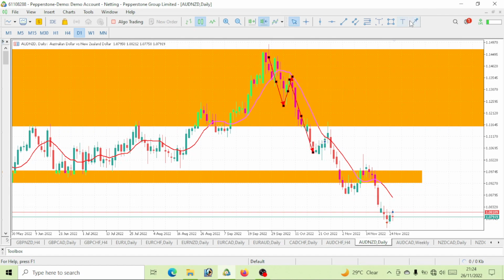This is the impulse move. Here would be the correction. Impulse move, right? Here would be the correction. Impulse move. Let's see if a correction would be made on this daily time frame.